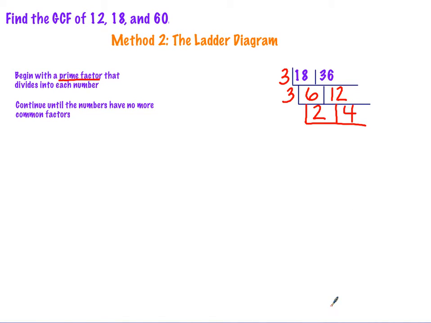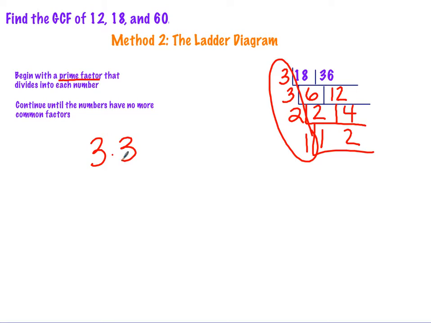And then now I want to take a look again. The prime number that can divide both of these is 2. 2 divided by 2 is 1, and 4 divided by 2 is 2. Now the only prime number left that can divide both of these is 1. So what I do is I take these 3 numbers and I multiply them. 3 times 3 times 2 times 1.